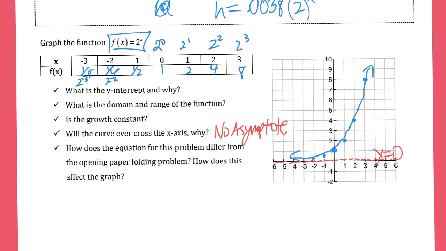So the growth is constant. It doubles each time, okay? And so it's increased by 100% each time. And so it's doubled.